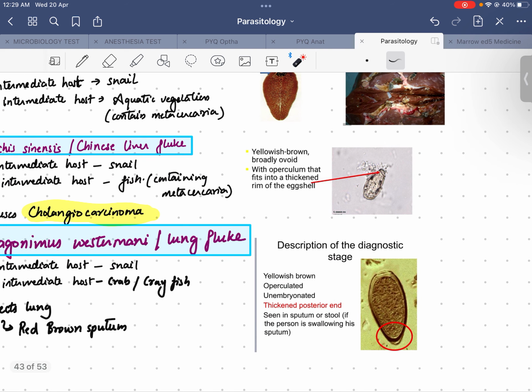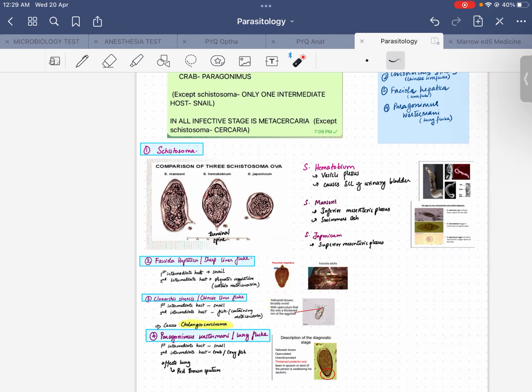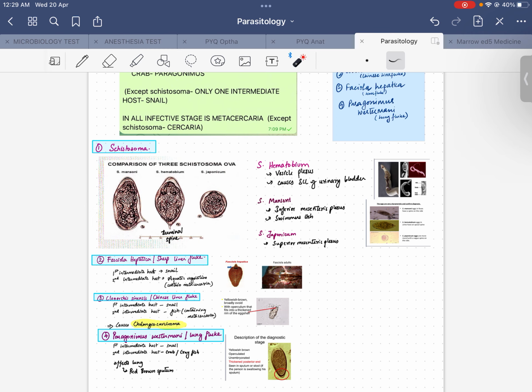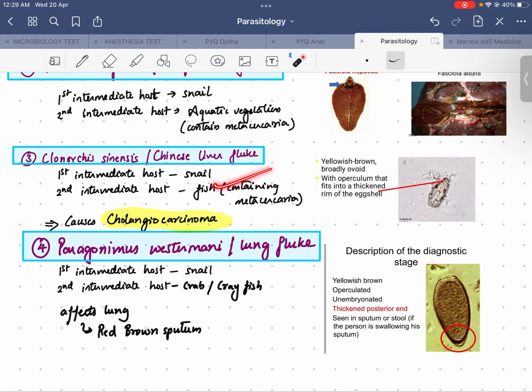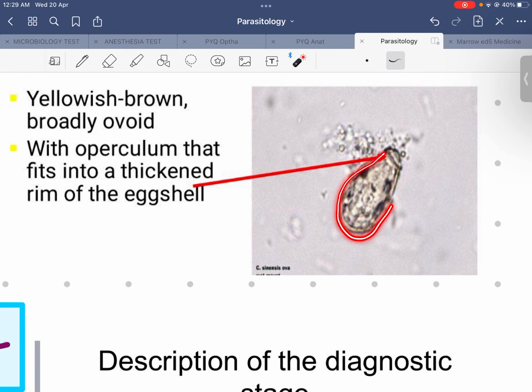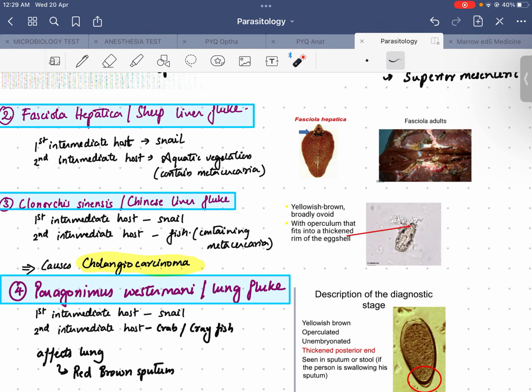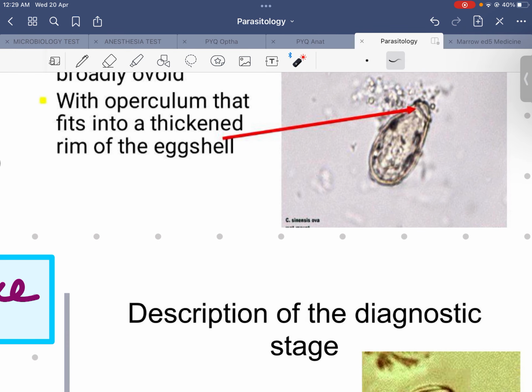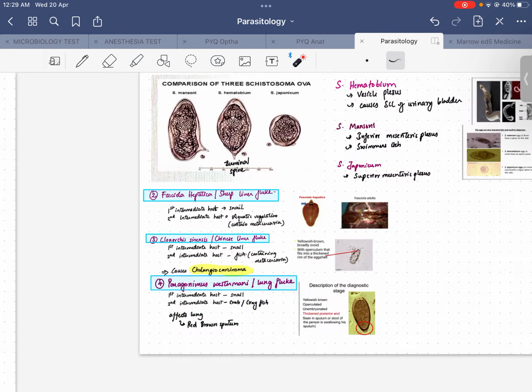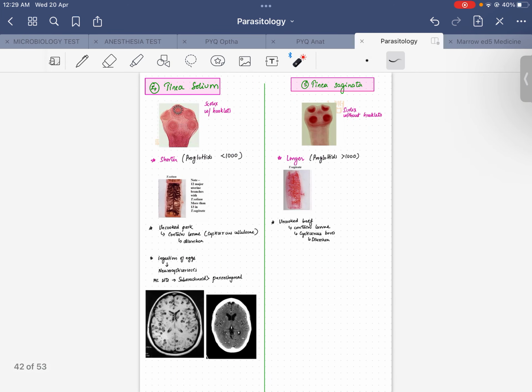Okay. Now the eggs of trematodes are not really asked that much, except for Schistosoma, which is asked a lot of times. But still, in case they ask you, Clonorchis and Paragonimus, both will be operculated. If you see a thickened posterior end, that is for Paragonimus westermani. And if it looks like a kettle, that is the appearance of Clonorchis sinensis. Operculated, but the posterior end doesn't have a thickened end. So that's about the trematodes.